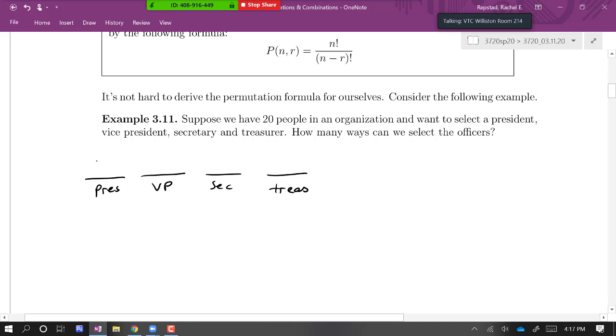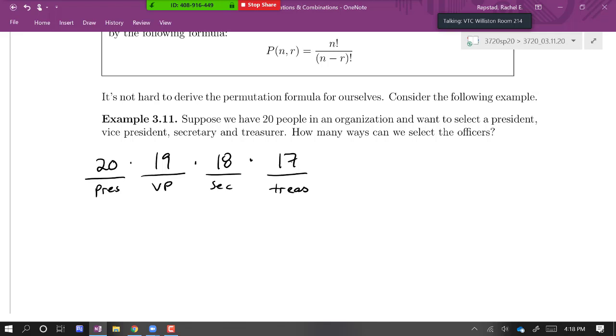20. Yeah, there's 20 people in the organization. Now, I'm going to say that 1 person is not going to serve in 2 different offices, right? So once that 1 person's president, they're not going to be in another role. So how many ways to pick the vice president? 19. And secretary? Yeah, we just keep going down, right? So 20, 19, 18, 17. It's like a standard multiplication counting principle problem.